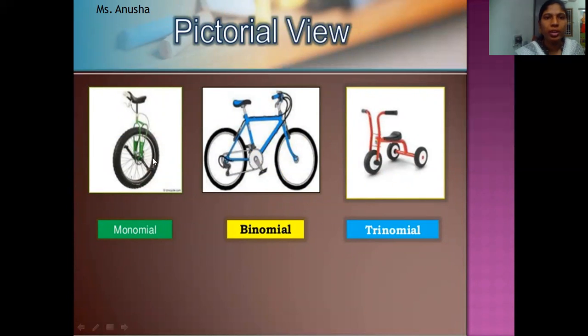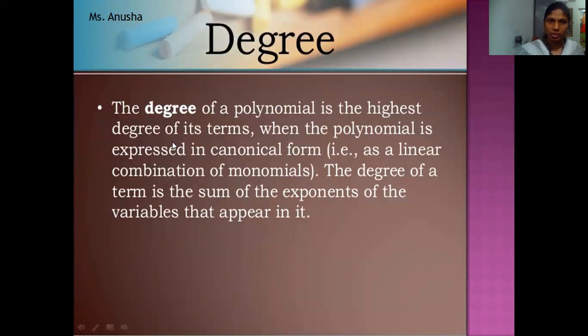This is a pictorial view of monomial, binomial, and trinomial. See here, a single wheel is a monomial, two wheels is a binomial, and three wheels is a trinomial. See here, we have a pictorial representation of this.